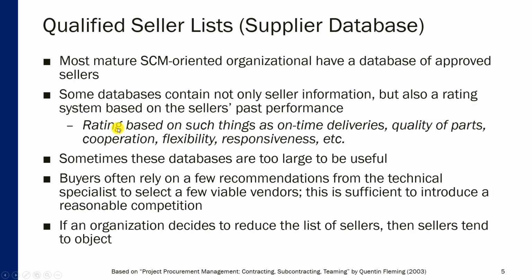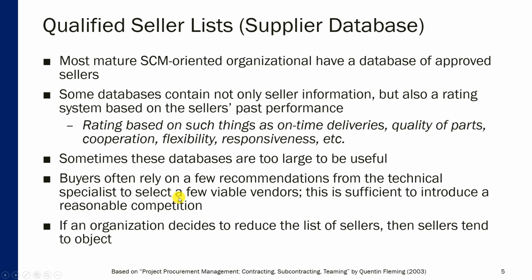And the rating system can be based on such things as on-time deliveries, quality of parts, cooperation, flexibility, responsiveness, and so forth. Now, unfortunately, sometimes those databases are too large to be useful. Oftentimes, the information contained in those databases is also outdated. So oftentimes, buyers don't work with those databases directly. Instead, to make things faster and simpler, they often rely on a few recommendations from the technical specialist to select a few viable vendors from that database, or even outside of this database.